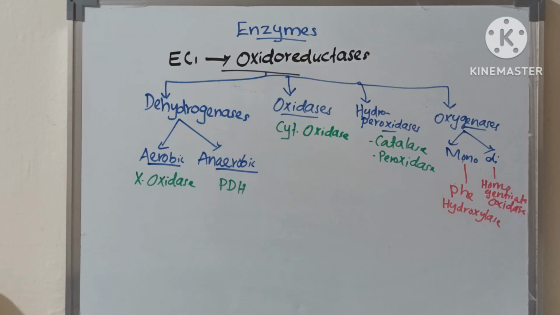Oxygenases are of two types, monooxygenase and dioxygenase. Monooxygenase, for example, phenylalanine hydroxylase. Dioxygenase, for example, homogentisate oxidase.